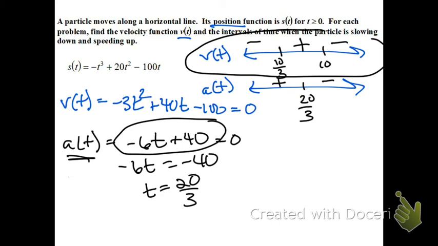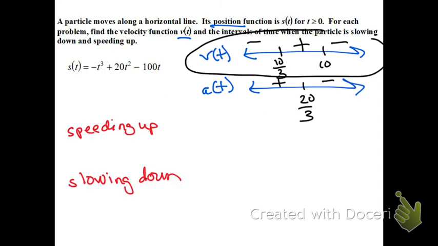Okay, now we have to interpret these two sign charts to come up with speeding up or slowing down. Speeding up is going to be where velocity and acceleration have the same sign. So where are they both positive and both negative? Both positive would be in here and here. So that would be from 10/3 to 20/3. And both negative would be after 10 here. They're both negative. So 10 to infinity.